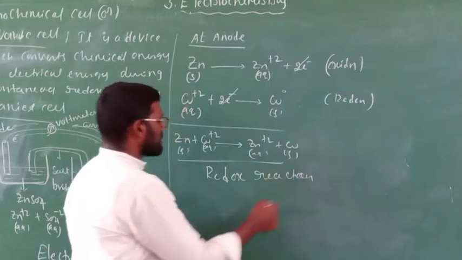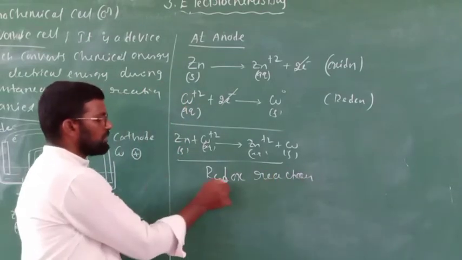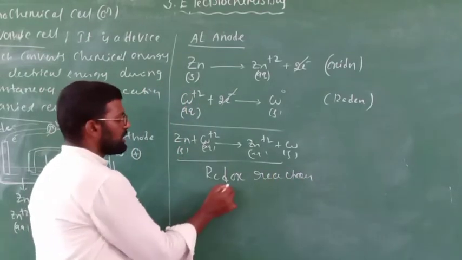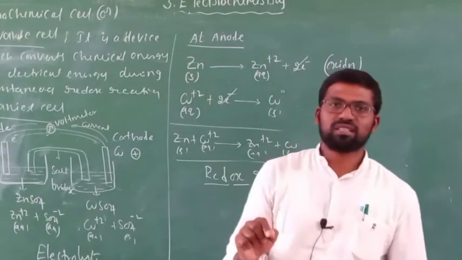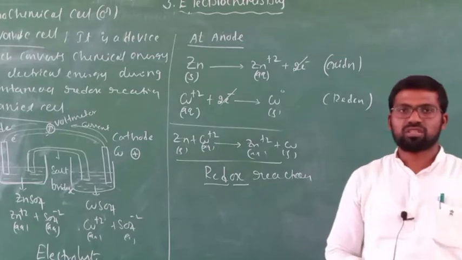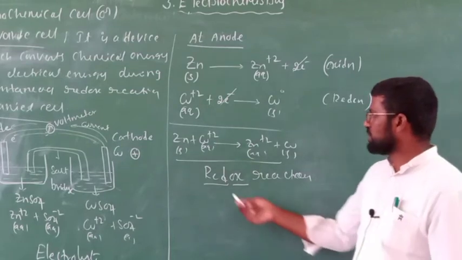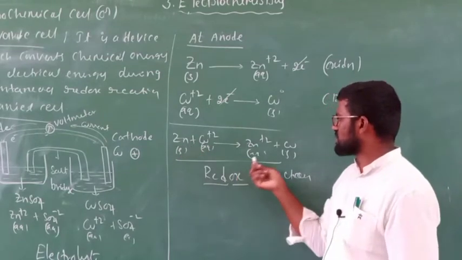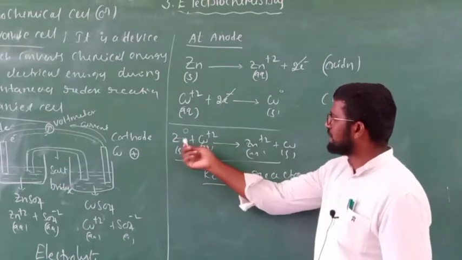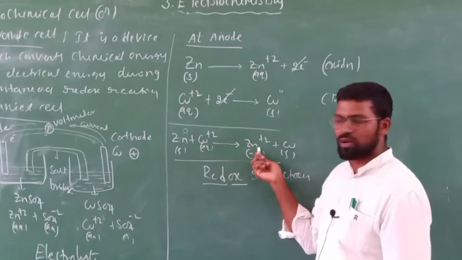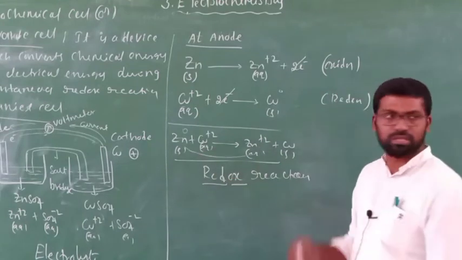How can we say this is a redox reaction? What does it mean, redox? Redox means reduction and oxidation. If both the processes take place in the same reaction, such reactions are called redox reactions. Here zinc is undergoing oxidation. Here the oxidation number of zinc is 0, here plus 2. Increase in oxidation number is oxidation. So this is the oxidation part.